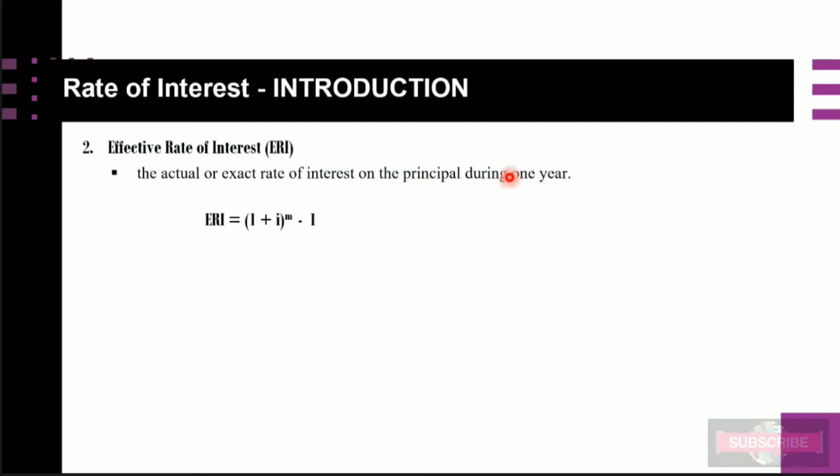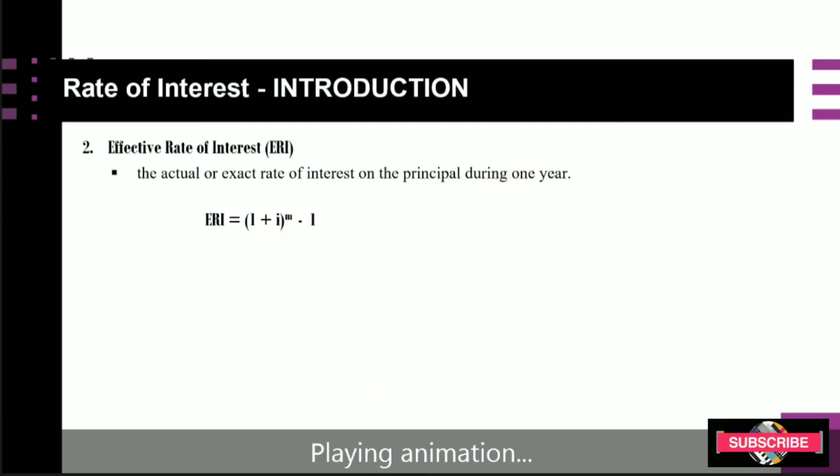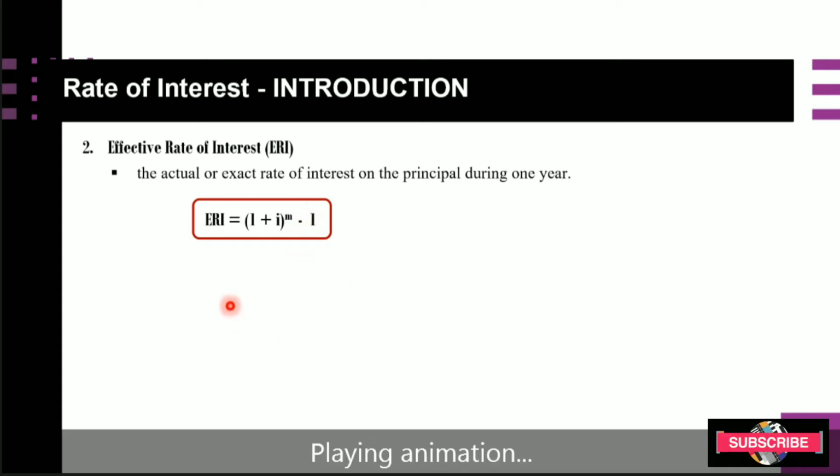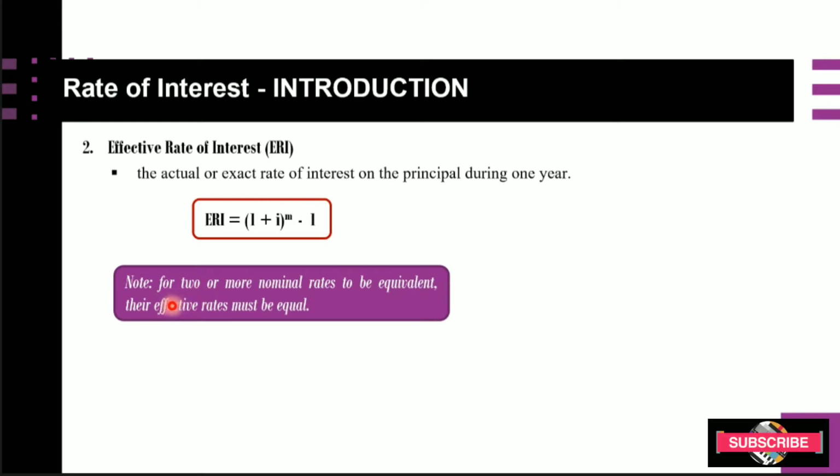Okay? So by formula, this is your effective rate of interest. ERI is simply equal to (1 plus i) raised to the m, minus 1. Okay, and take note, a very important note: for 2 or more nominal rates to be equivalent, take note of this term, to be equivalent, their effective rates must be equal.